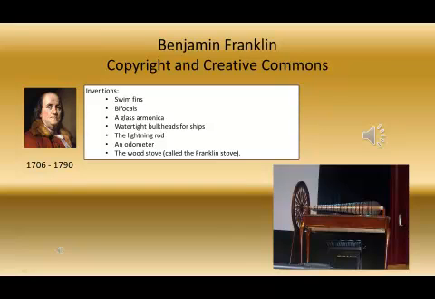For copyright and Creative Commons, Franklin never submitted a patent for any of his inventions and believed that the invention should serve the public interests and new ideas shared for all. The music you hear in the background is from a glass harmonica created by Franklin. He would definitely be a major contributor to public domain sites like Creative Commons.